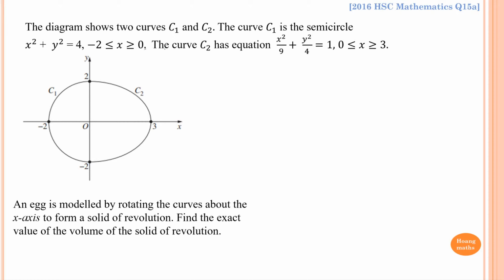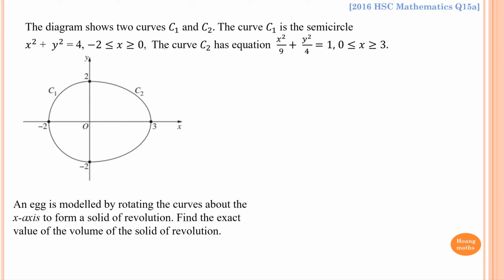The curve C2 has equation x squared over 9 plus y squared over 4 equals 1, between 0 and 3. An arc is modeled by rotating the curves about the x-axis to form a solid of revolution. Find the exact value of the volume of the solid of revolution.